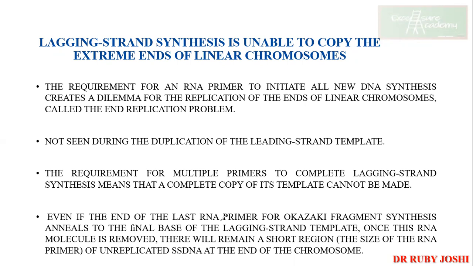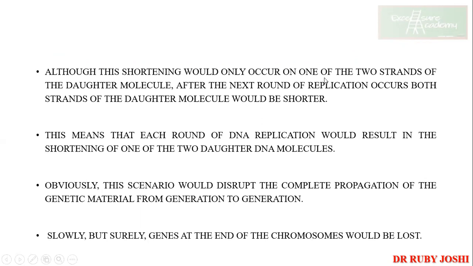Even if the last RNA primer for the Okazaki fragment synthesis anneals to the final base of the lagging strand template, once this RNA molecule is removed, there will remain a short region which is not replicated, and hence you get the end replication problem. Now, although this shortening would only occur on one of the two strands of the daughter molecule, after the next round of replication occurs, both strands of the daughter molecule would be shorter, right? If we don't repair this, what will happen? After every replication, the daughter DNA strand is going to be shorter and shorter. Obviously, this scenario would disrupt the complete propagation of the genetic material from generation to generation.